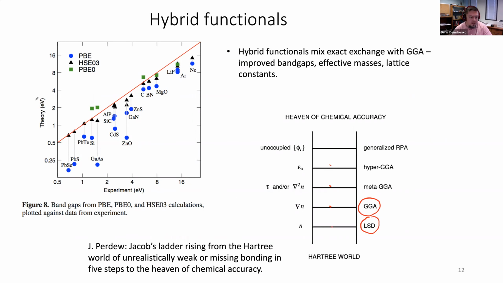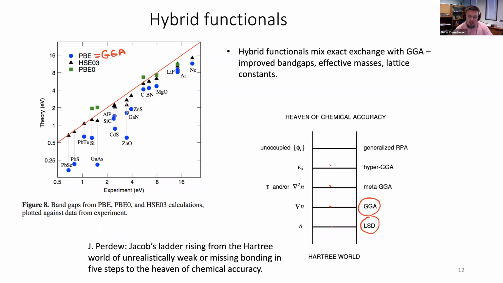So here's the illustration. Here's theory versus experiment as far as band gaps are concerned. And these blue dots are GGA calculated. PBE is one of the versions of this general gradient approximations. You see how all of these blue dots are significantly lower than the perfect agreement of the red line, especially for wide band gap materials. Zinc oxide, for example, is one of the worst examples.